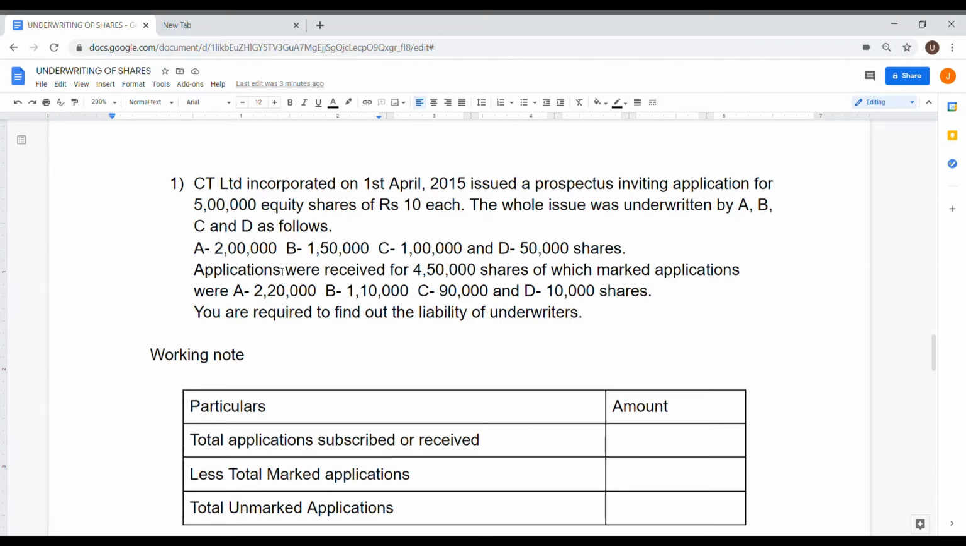A 2 lakh shares, B 1 lakh 50,000 shares, C 1 lakh shares and D 50,000 shares. Applications were received for 4 lakh 50,000 shares. That is, CT Limited is inviting 5 lakh equity shares and has received applications for only 4 lakh 50,000 shares, in which marked applications were for A 2 lakh 20,000, B 1 lakh 10,000, C 90,000 and D 10,000 equity shares. You are required to find out the liability of underwriters.